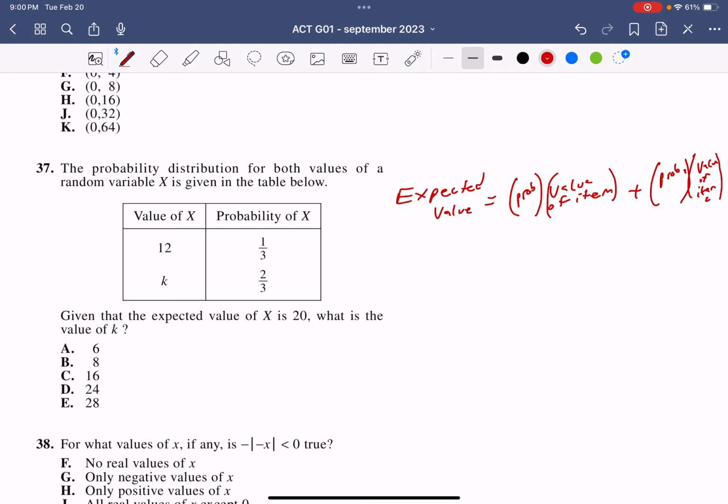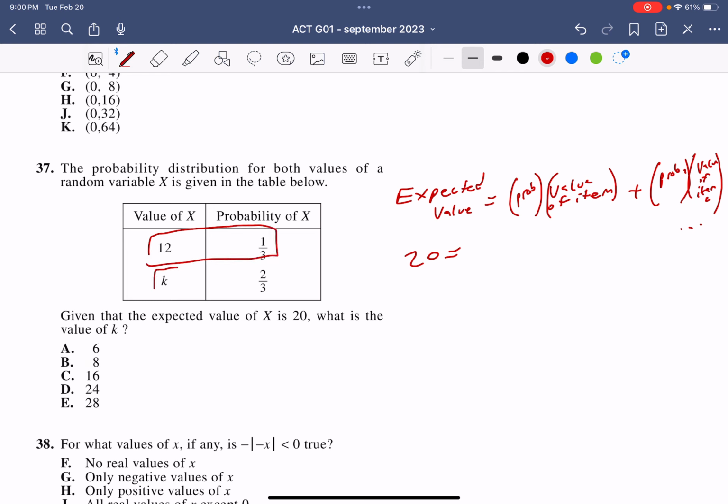So what you're really doing is taking every item that you have, taking the value of it times the chance of getting it, and adding it to the other ones. So if I have another item, then what's the probability of getting that item times the value of that item? And you do that for all the items you have. They're telling us the expected value is 20. So 20 equals, and these are our items.